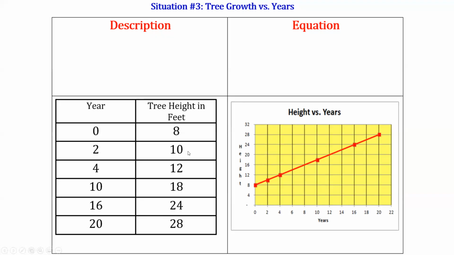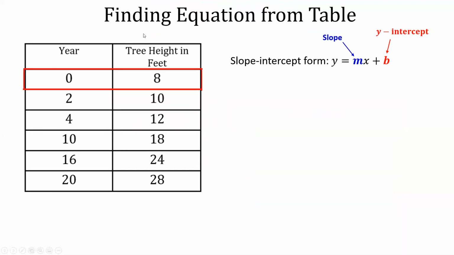Now that I have the table and I have the graph, let's go in and come up with the equation. Let me remind you how to come up with the equation from a table. Once again, we're going to be using slope-intercept form. And coming up with the b and the m is pretty easy when you're given the table. To find the b, you just look at when x is 0, what is y? Well, when x was 0, y is 8. So b, or the y-intercept, is 8. The line crosses the y-axis at 0, 8.